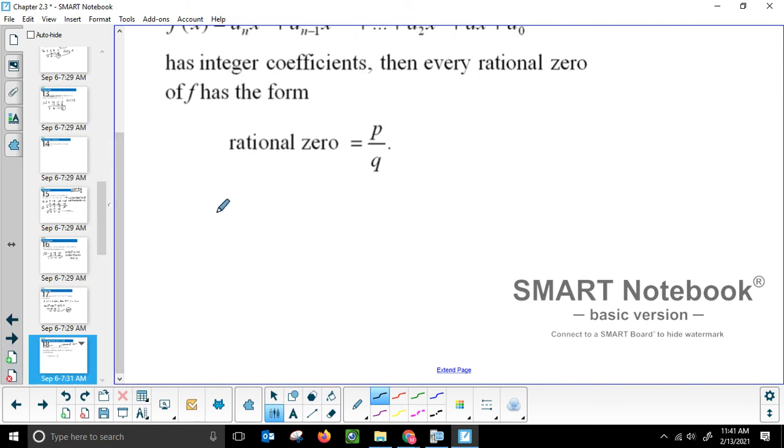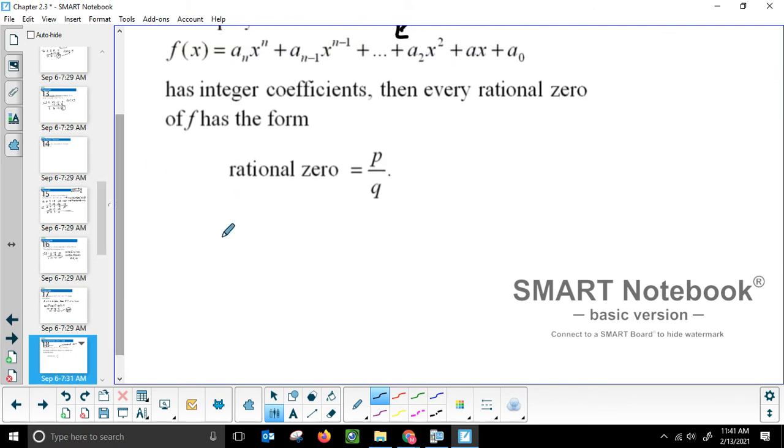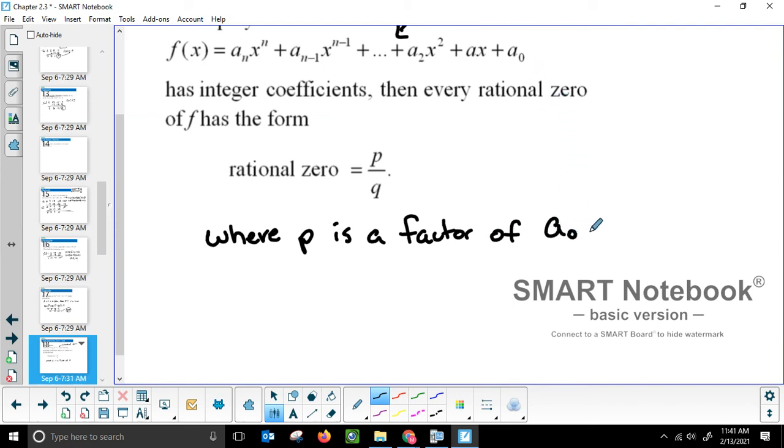And we have to be careful here. Where p is a factor of a sub 0, and q is a factor of a sub n. All right, so this is very important to write there.